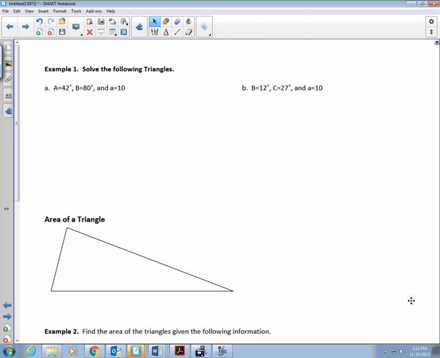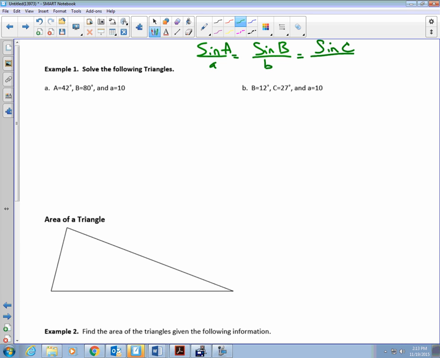Can anyone tell me what the formula is that we learned yesterday? Sine of angle A over side A is equal to sine of angle B over side B is equal to sine of angle C over side C. Okay, so we're going to practice some examples today.